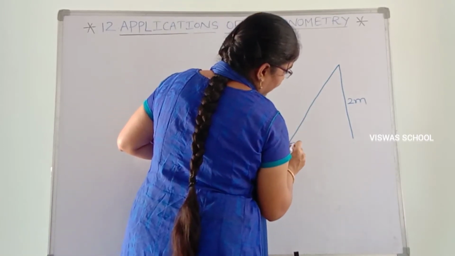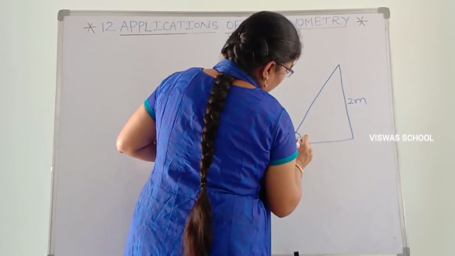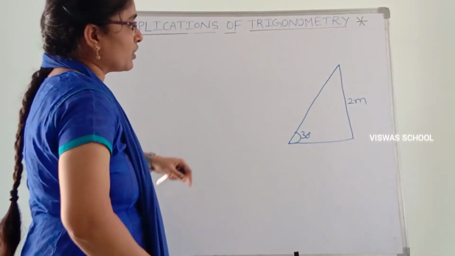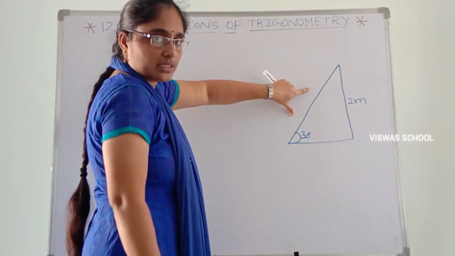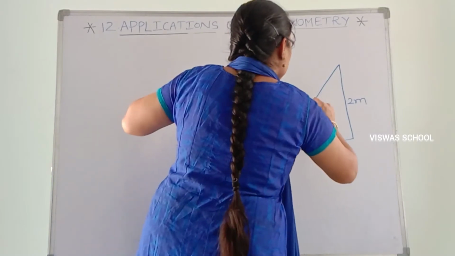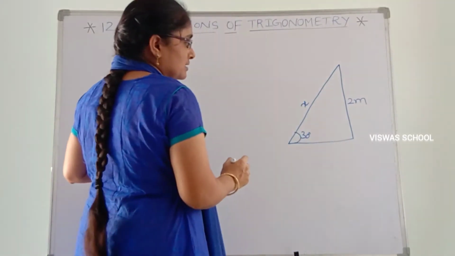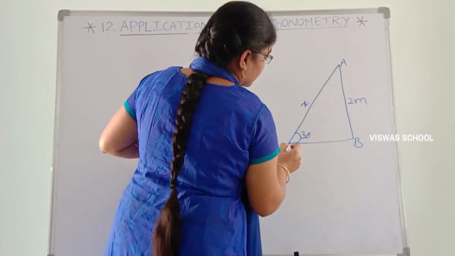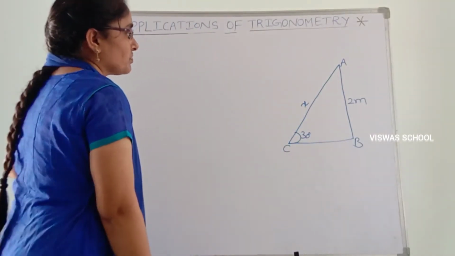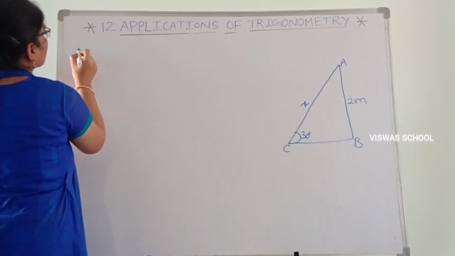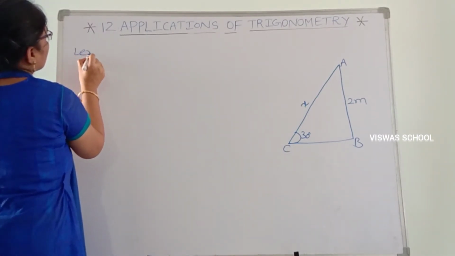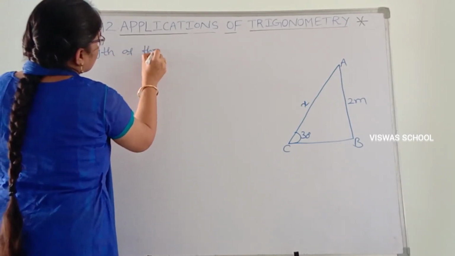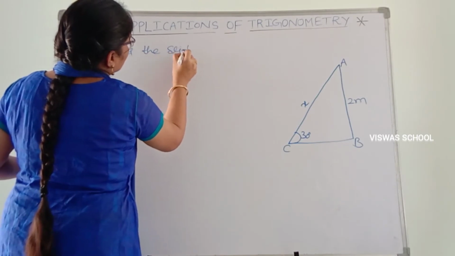The angle here is 30 degrees. That is, this is 30 degrees, and this is the slide. And we want to find the length of the slide. I am taking this as x. This is x. And this is A and this is B and this is C here. Here, the length of the slide is equal to what?